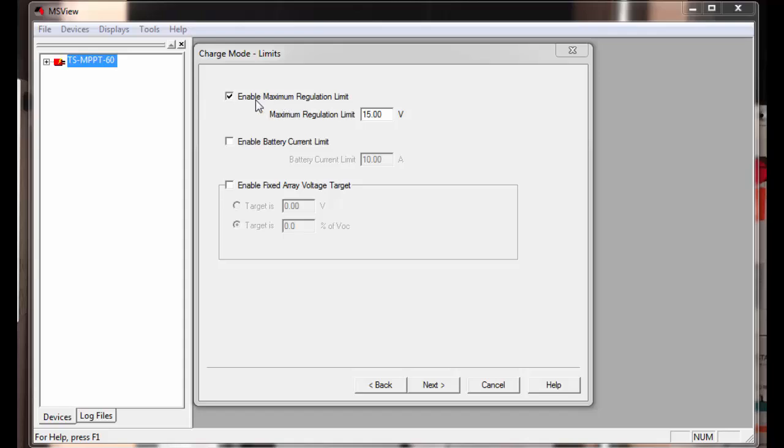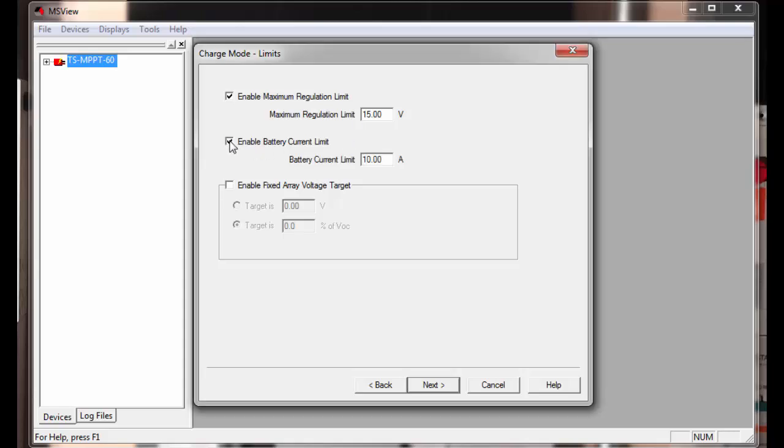The first thing that you find here is the enable maximum regulation limit. This is different than the high voltage disconnect. This setting creates a maximum charging voltage regardless of what the temperature is. It will not regulate the voltage above this level. This will protect voltage sensitive loads and override the other regulation settings, so if it gets very cold, it will not exceed 15 volts no matter what.